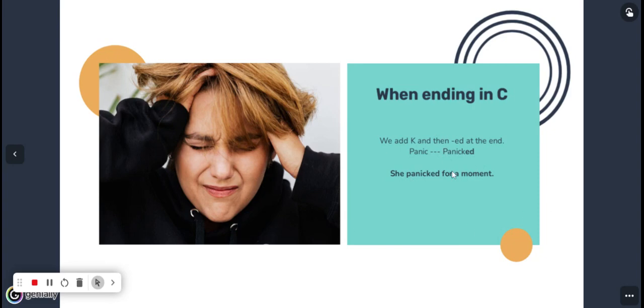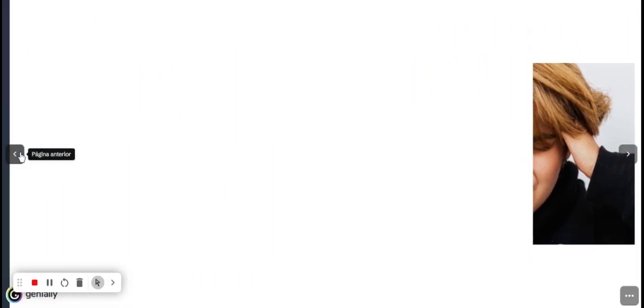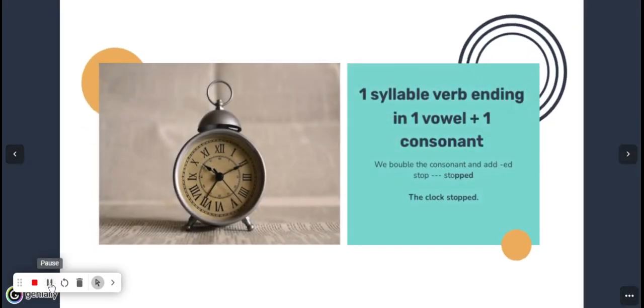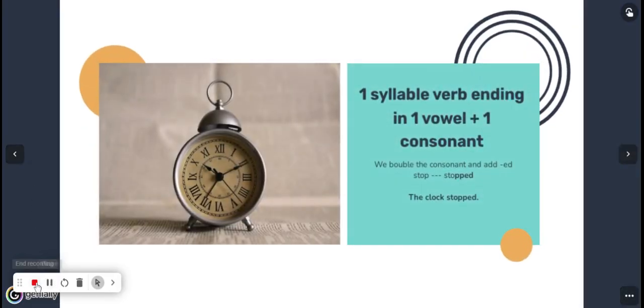So that's it. These are some rules that we have to take into account when we use the simple past regular verbs. Stay tuned for the next video about the irregular verbs.